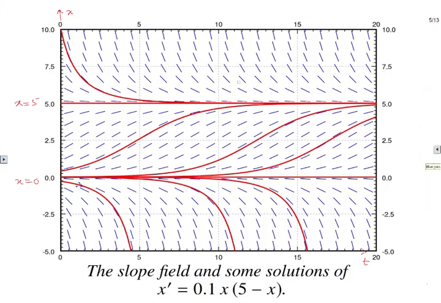You can see it's going to go out. If you start below, it's going to go out. And if you start between 0 and 5, what's going to happen, as we discussed, it's going to increase. So here x is going to decrease. In this part, x is going to increase, and here x is going to decrease.